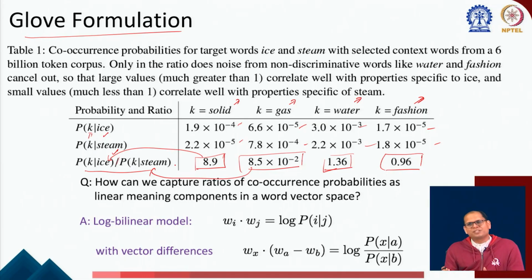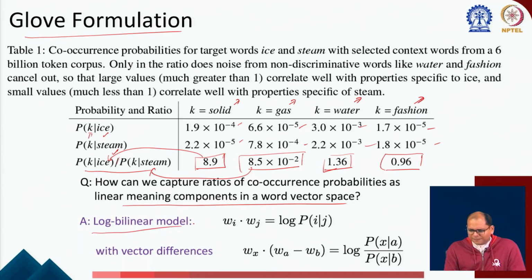So how do we capture this ratio of co-occurrence probabilities? This is not very straightforward compared to what we were seeing in co-occurrence. We are computing a ratio of co-occurrence probabilities, and can I connect it with some sort of linear meaning component in a word vector space? And that's where they came up with this idea of a log bilinear model.